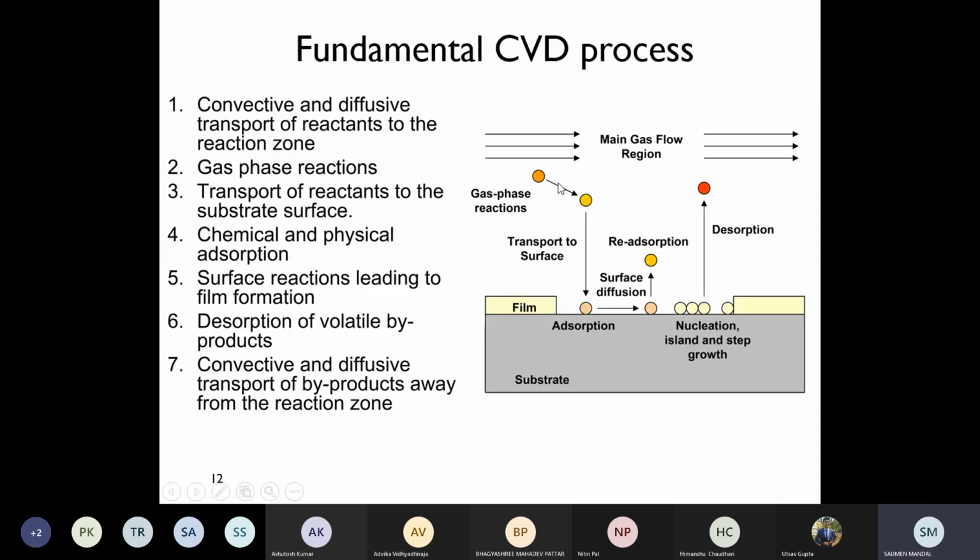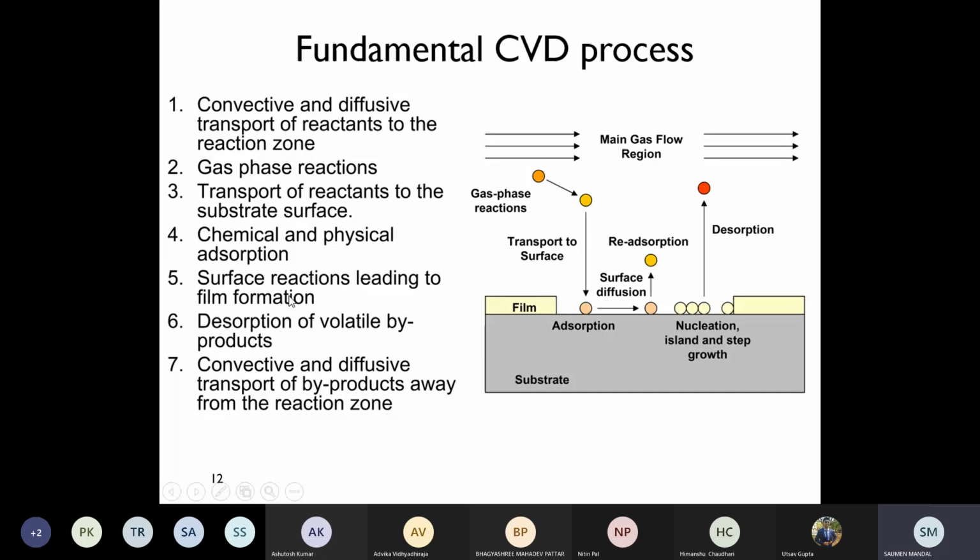In this particular case, in the previous case the main reaction was happening on top of the substrate. But in this case, the reactant first comes near the vicinity of the substrate, and then the reaction happens. Then the reactant is transported to the substrate surface. So the gas phase reaction is happening here, then transport to the surface here, then chemical and physical adsorption. That will be happening. This is adsorption, you can see.